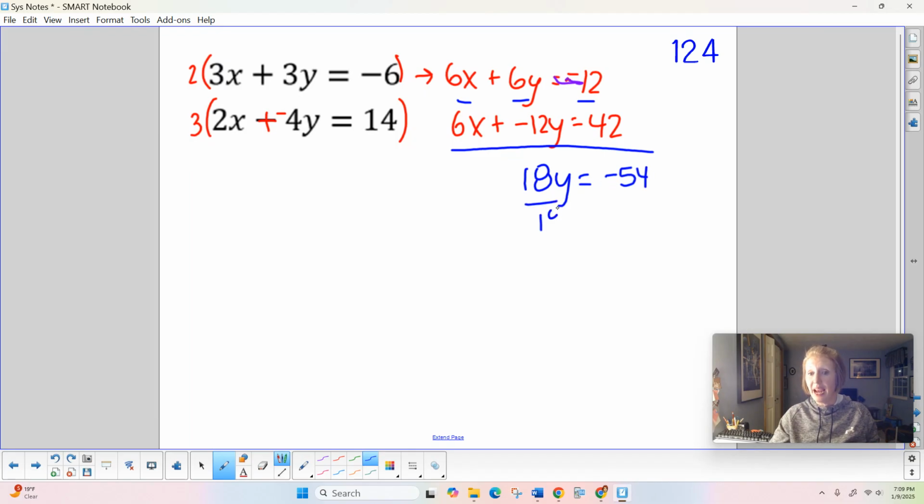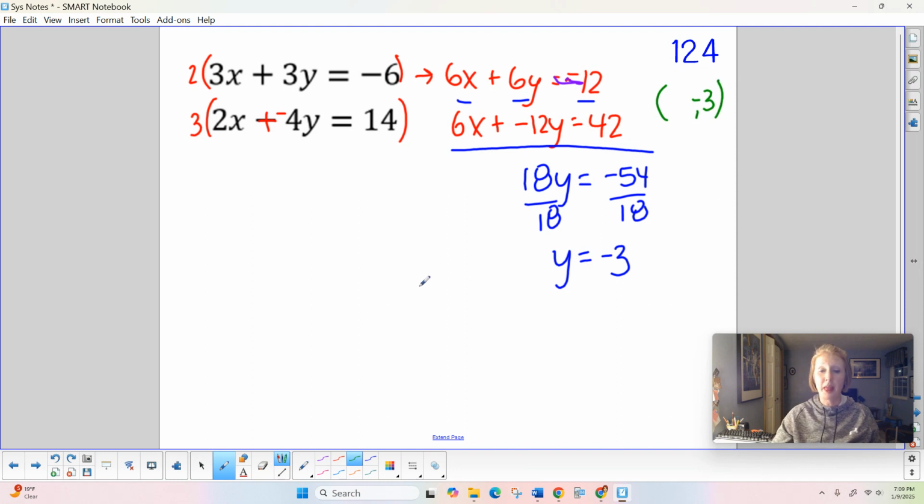Divide both sides by 18. Go to your calculator again. I don't expect you to have this guy memorized, but go to your calculator and you're going to find then that y is equal to negative 3. Again, you make sure you know that that is your y number, so it's going in that second position in that coordinate pair. Come back to whatever equation you think looks easiest.